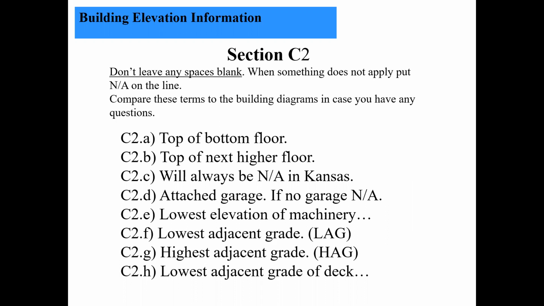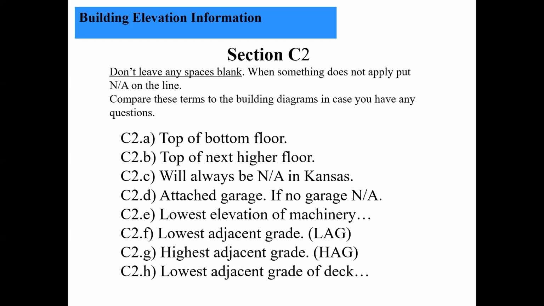And then C2E is the lowest elevation of machinery and equipment servicing the building. So we definitely need that information here, and then a description of what that machinery and equipment is and where it is in the comments section. And actually right under C2E in parentheses on the certificate, it says to do that. It's not even in the instructions, it's right there on the certificate with C2E.